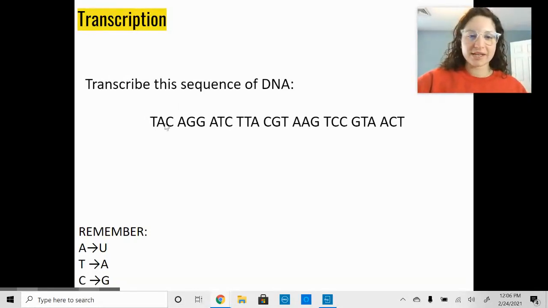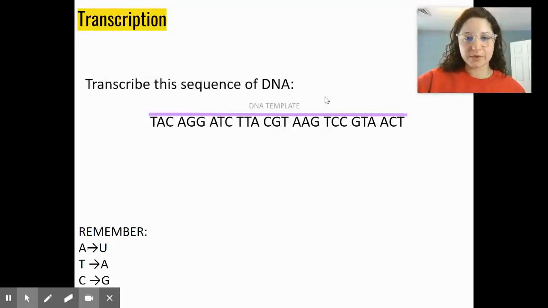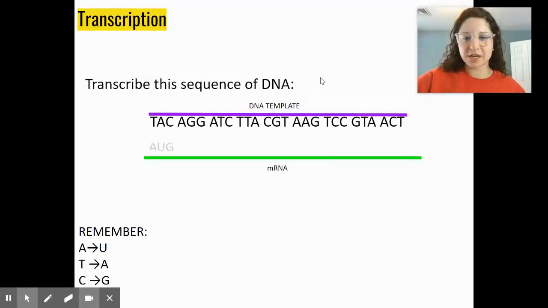So here's the deal. Here is our sequence of DNA. This sequence of DNA is representing some gene or some trait in your genome, in your body. So we need to transcribe this sequence of DNA, which means that T is gonna have to pair with A, A is gonna have to pair with U, C is gonna have to pair with G, etc. So this is our DNA template. We're gonna create our mRNA chain. And like I said, T pairs with A, A pairs with U, C pairs with G.